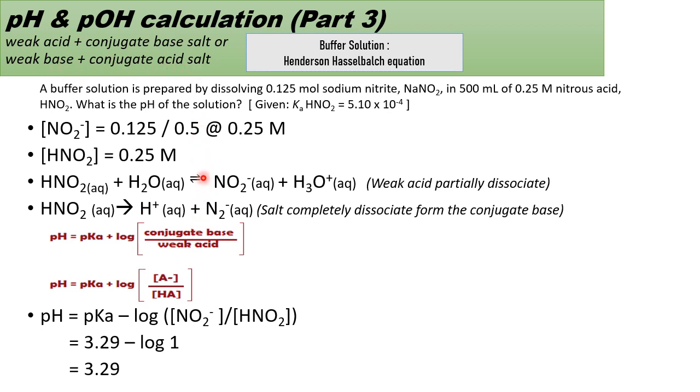And then there are two equations. One is the weak acid or weak base dissociating partially. Another one is the salt dissociating completely. Okay, then you write out the Henderson-Hasselbalch equation.